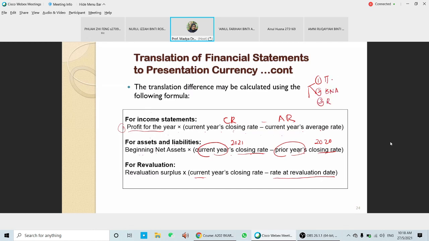So, okay, for profit here, it is the difference between the closing rate minus the average rate. Beginning net assets here is the closing rate, not the current rate, closing rate in the current year minus the closing rate at the prior year. For revaluation here, it is the closing rate minus the revaluation rate. Those are the three items that make a difference.